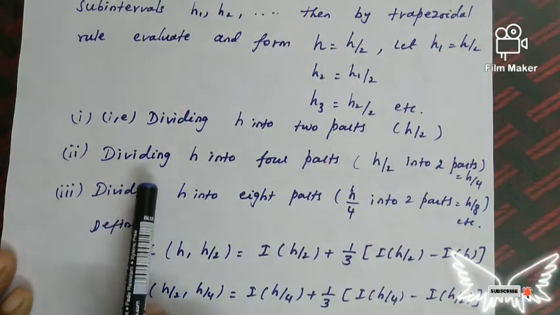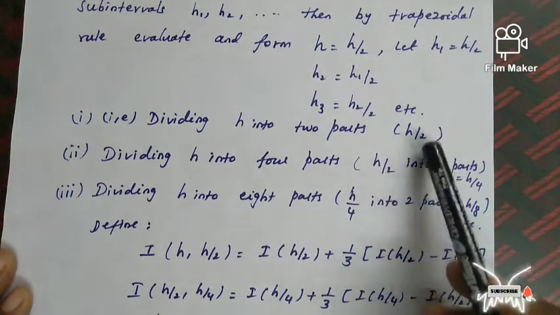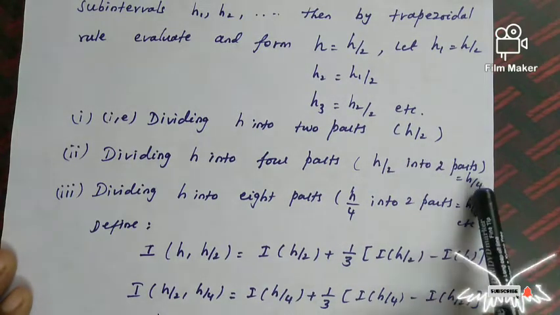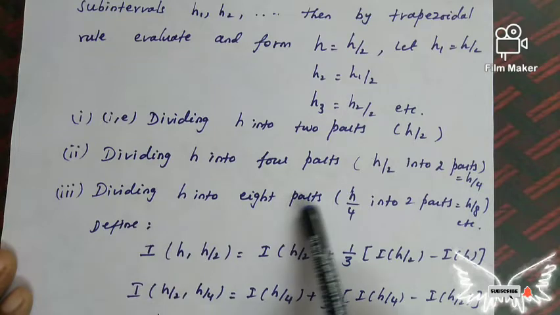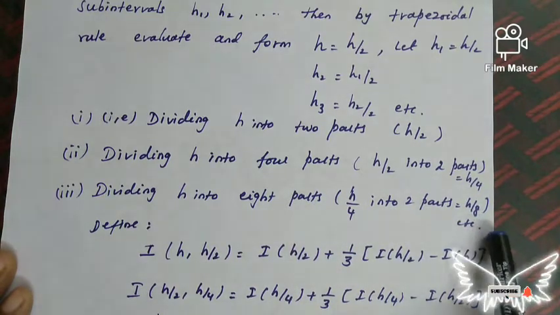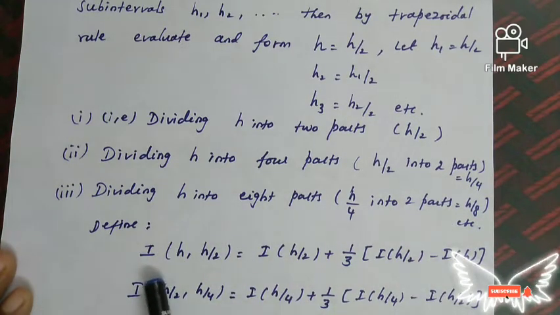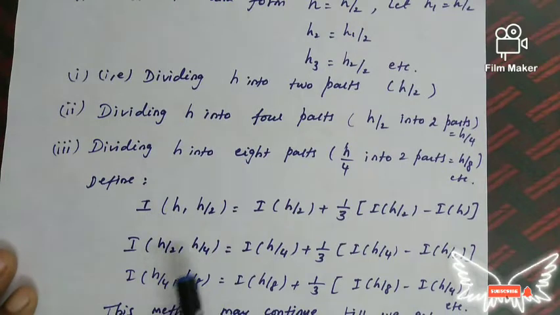The next step, dividing h into 4 parts, that is h by 2 into 2 parts, that is h by 4. And dividing h into 8 parts, h by 4 into 2 parts, that is h by 8, and so on. After finding this, define I as the interval between h and h by 2.